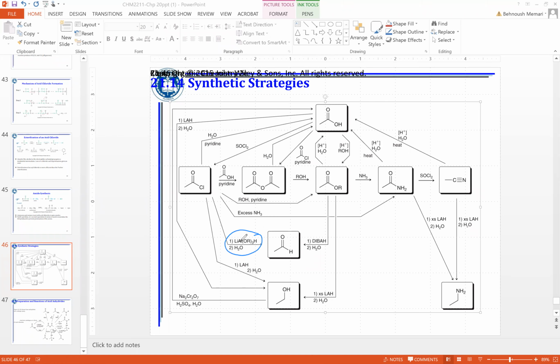So if you know that this is a poisoned LAH, it will stop at aldehyde. But if you use LAH, it will go to primary alcohol. If you have primary alcohol and you use sodium dichromate and sulfuric acid, it will go all the way to carboxylic acid.